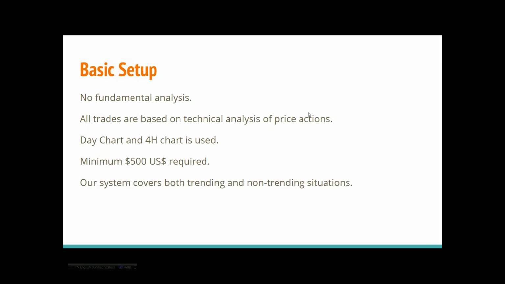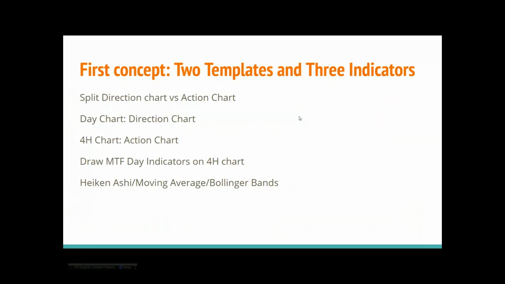Of course, the more money you deposit, the more flexibility it gives you. You can try to follow some of our advanced techniques, such as correlation trading. But the minimum we need is $500. And the last point is we want to show you our system, how we cover trending and non-trending situations.